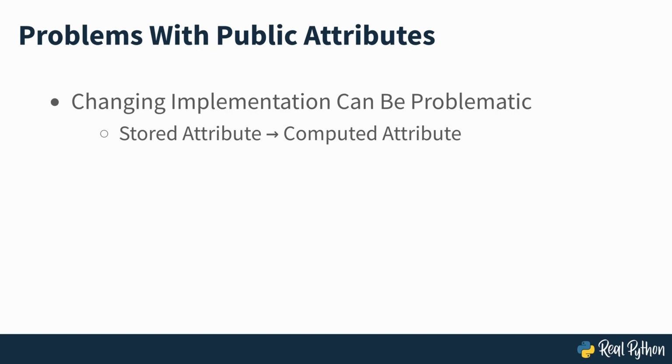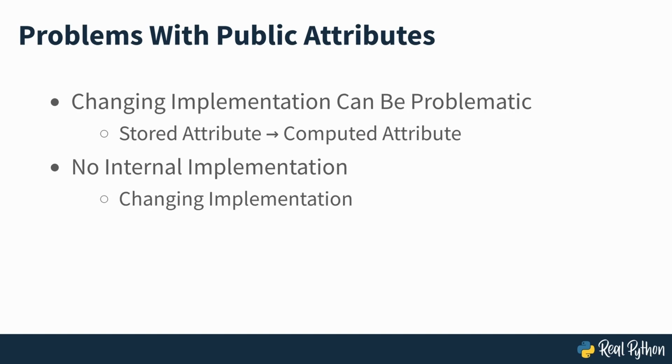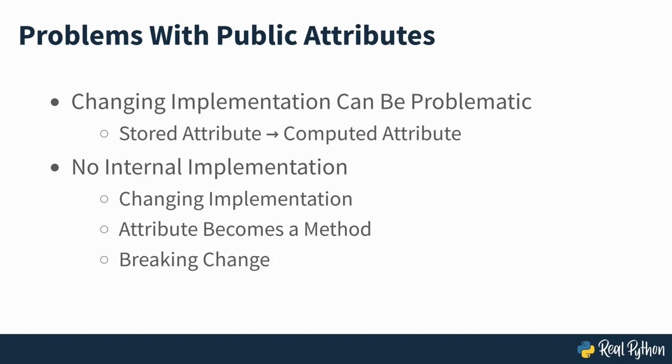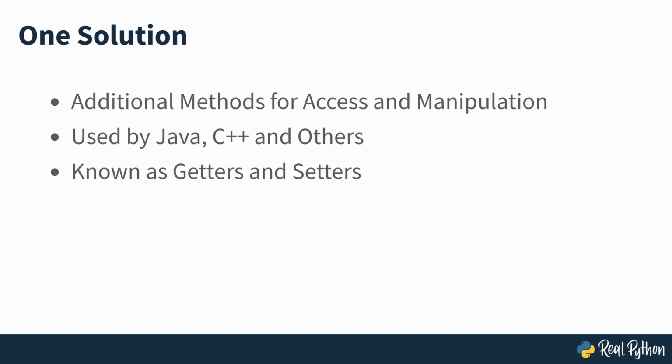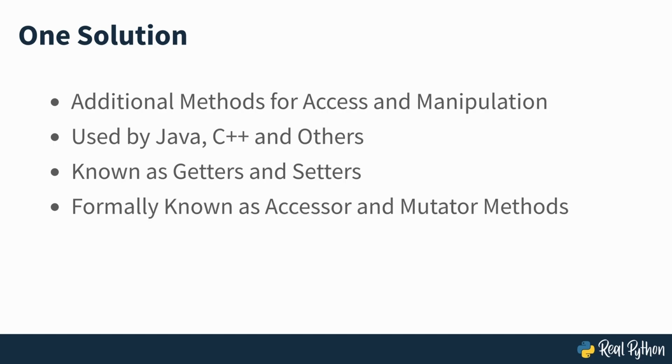The problem with regular attributes is they can't have an internal implementation because they are just variables. So changing an attribute's internal implementation will require converting the attribute into a method, which will probably break your users' code. Why? Because they'll have to change attribute access and mutation operations into method calls throughout their codebase if they want the code to continue working. One solution for this issue is to provide additional methods for manipulating the attributes of your classes. It's used by languages including Java and C++. These methods are commonly known as getter and setter methods, but you may also find them referred to as accessor and mutator methods.